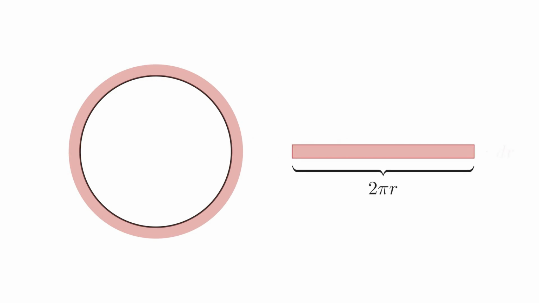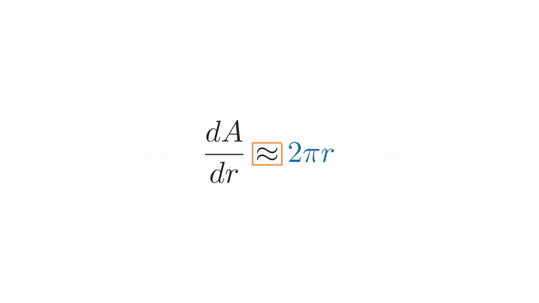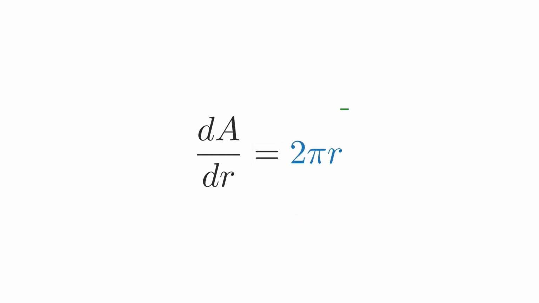2 pi r. And what's its width? Just the tiny increase in radius, dr. So the extra area added is approximately circumference times thickness, or dA is almost equal to 2 pi r dr. Now divide both sides by dr. We get dA over dr is almost equal to 2 pi r. And as dr becomes smaller and smaller, this approximation becomes exact. So, dA over dr equals 2 pi r.